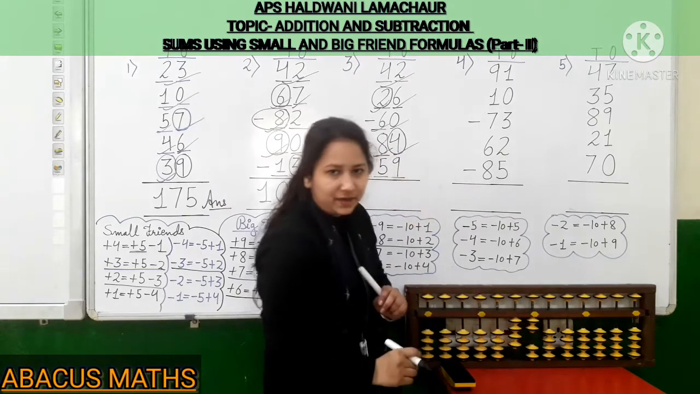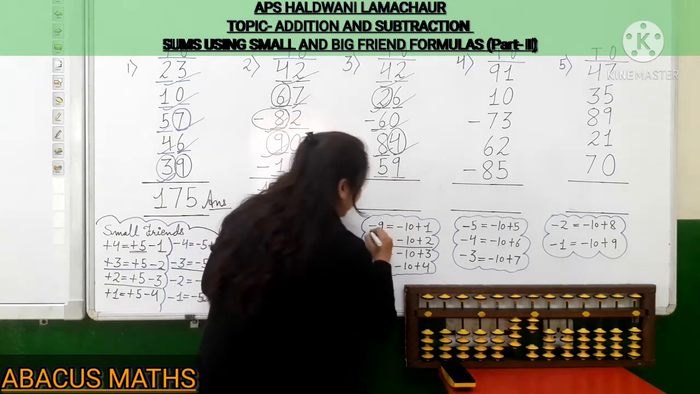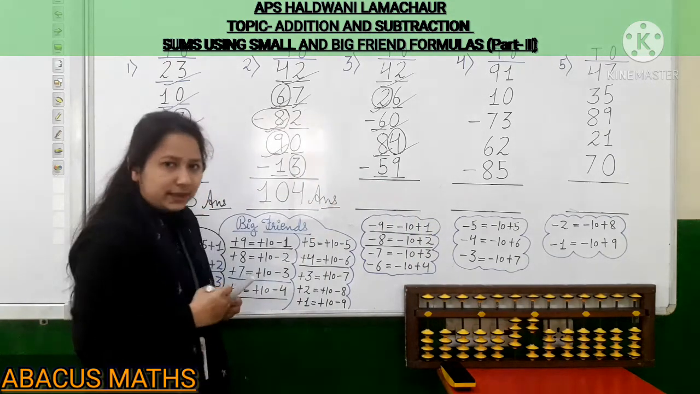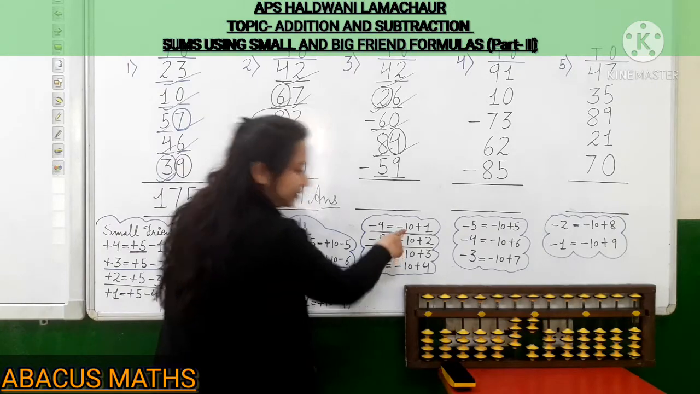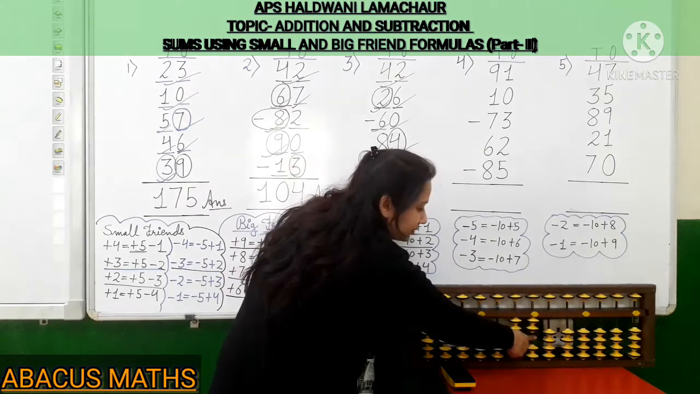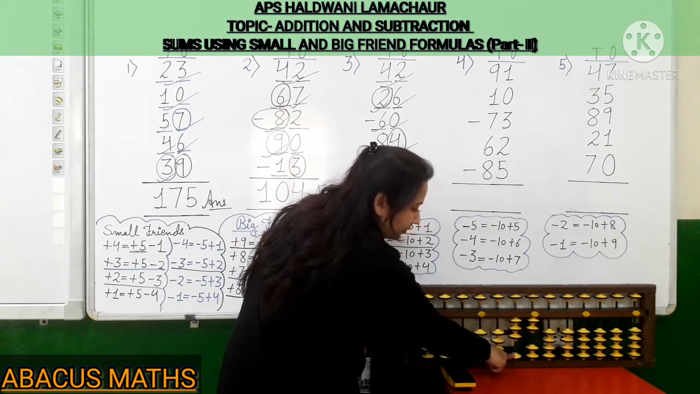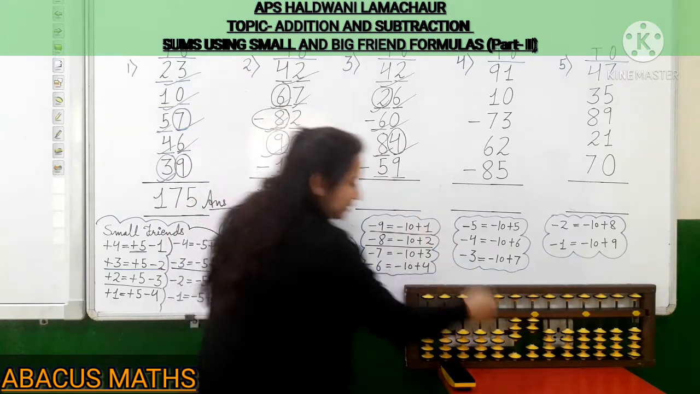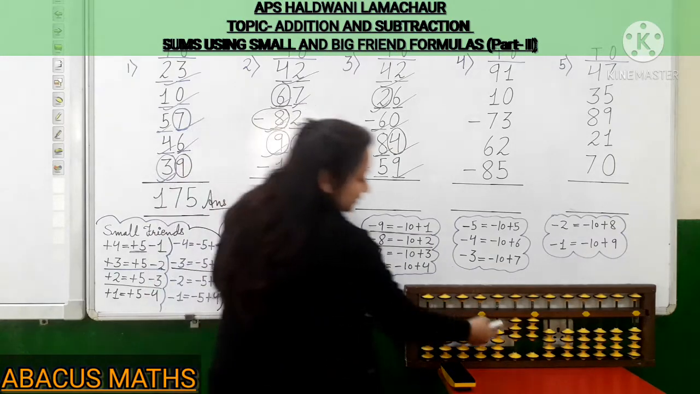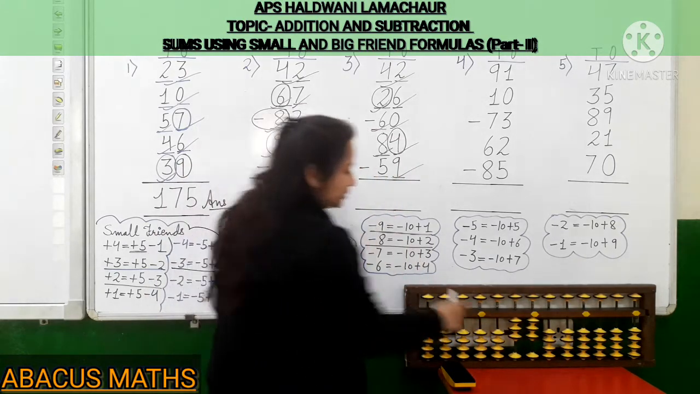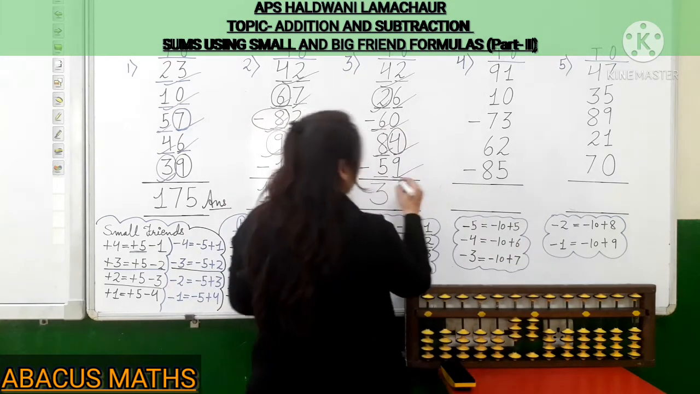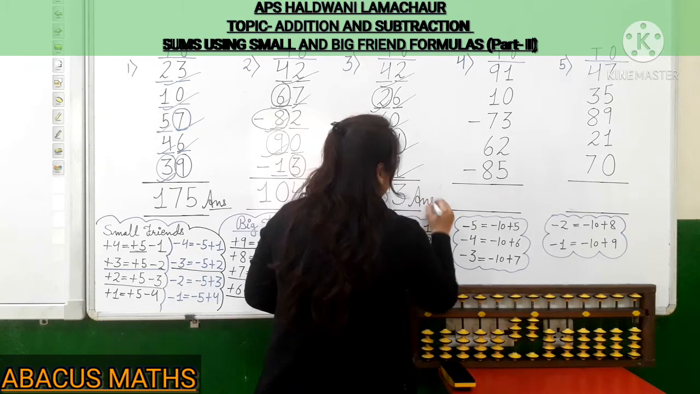Now see, only 2 beads we have added. So for minus 9 we will take the help of big friends. For minus 9, first of all do minus 10. Minus 10, see, minus 9 you have to do in the ones rod, means this. So minus 10 you will do here, minus 10, and then plus 1 in the same rod. And your minus 9 is done. Now count. See, the hundreds rod we have not used. So 1, 2, 3 in the tens rod, and 1, 2, 3 in the ones rod. So your answer is 33.